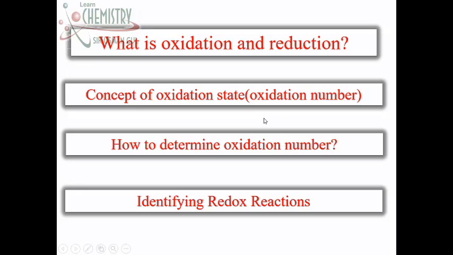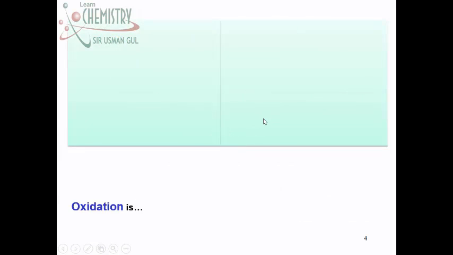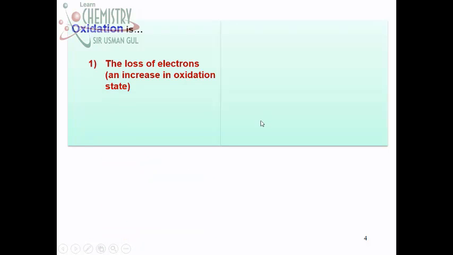Now moving toward our first topic, what is oxidation and reduction. When we talk about oxidation, there are three definitions of oxidation. The first definition is the loss of electrons, and when any substance loses electrons, the oxidation state increases. The second definition is the addition of oxygen, and the third definition is the loss of hydrogen.